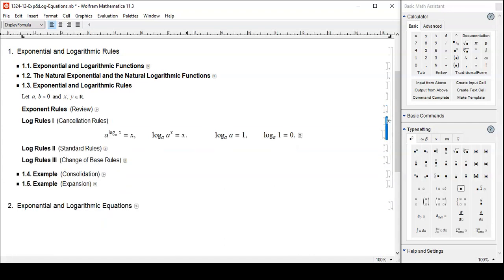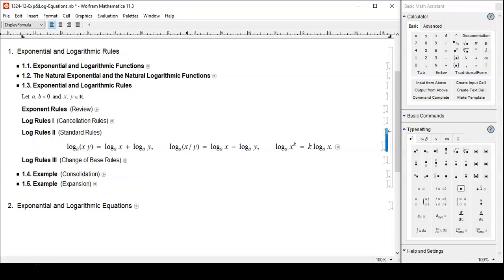Now log rule number 1, cancellation. Log and exponential cancel each other out, like this or like that. And then here are a couple of applications. Log of a to the first power, after cancellation you get 1. And then 1, that's a to the 0 power, so after cancellation we get 0. Okay, so much for cancellation rules, and then we have standard log rules here.